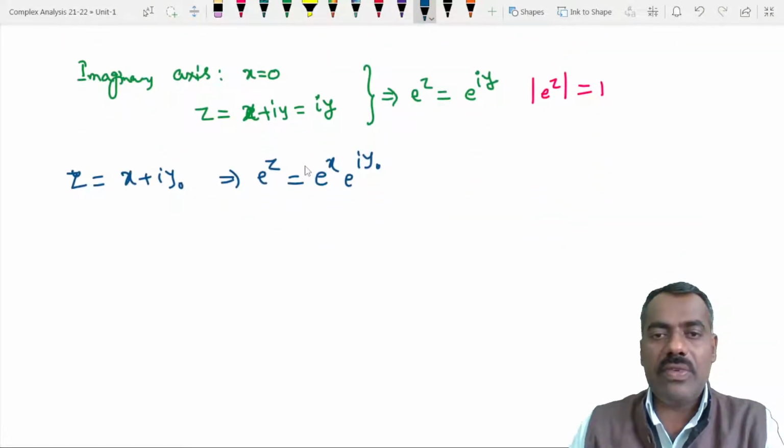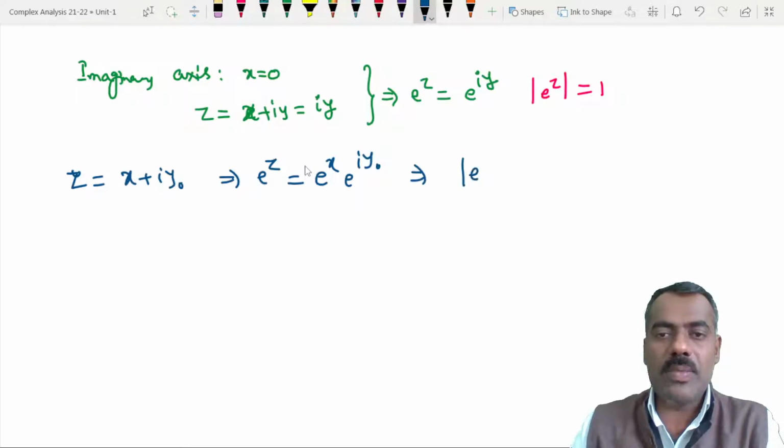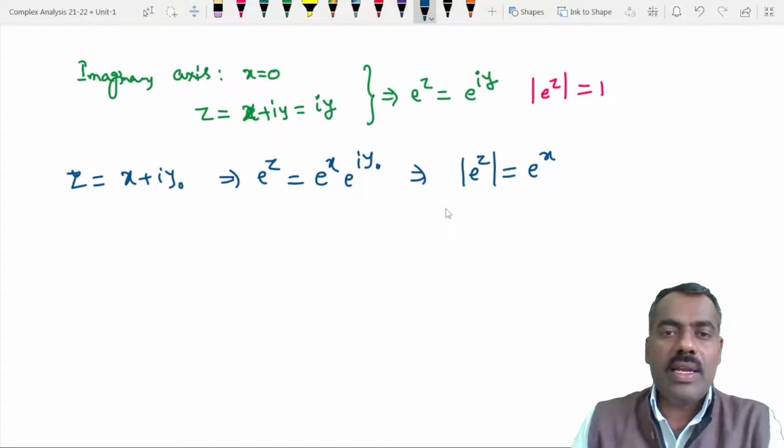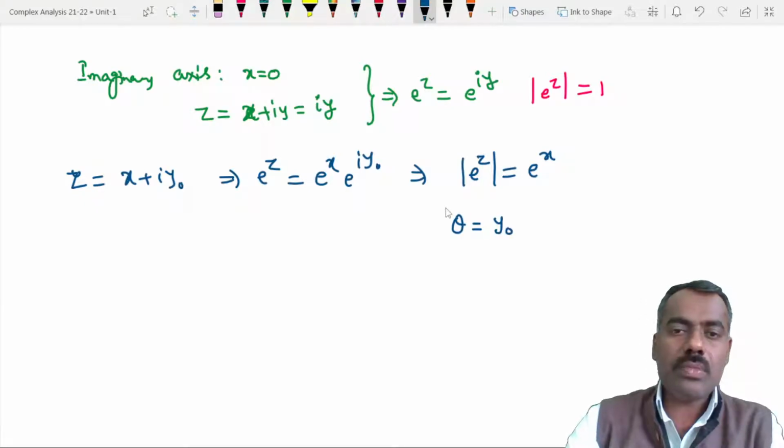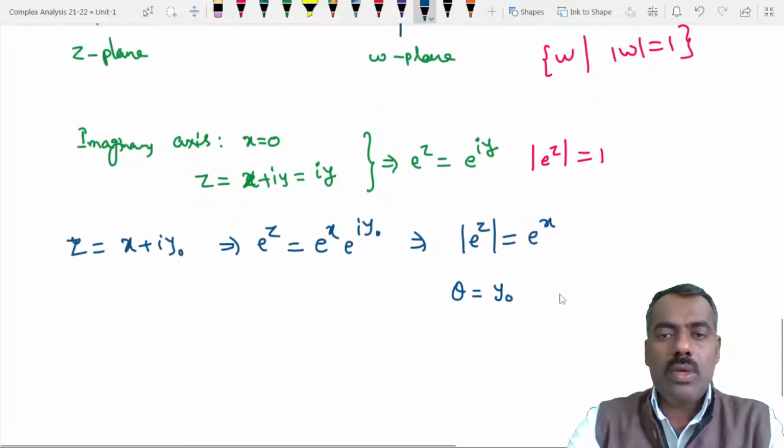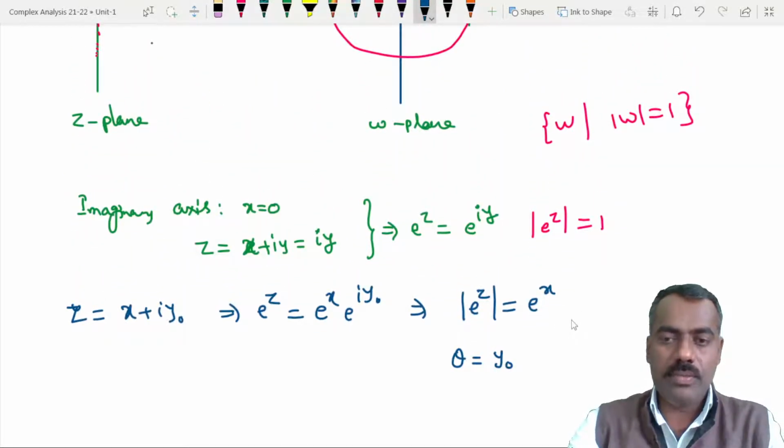That means again, what are these points? One can understand e power z: the distance is e power x, times e power x, and what you can call the angle or argument of z, or whatever, theta, this is nothing but y. Okay, right? So those are all points which make angle y naught.